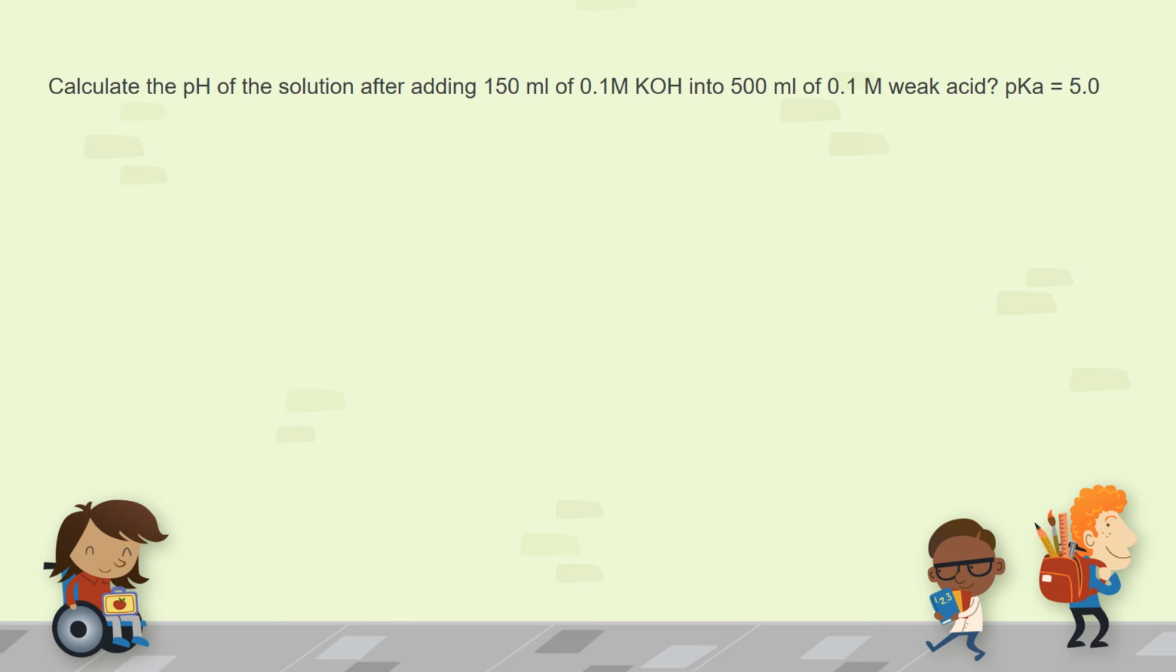When you are doing a titration, you will get a titration curve. Depending on how much of the base is added to the acid, you will get a change in the pH curve. Here you can also calculate manually using the Henderson-Hasselbalch equation: pH is equal to pKa plus log of the concentration of conjugate base divided by the concentration of weak acid.